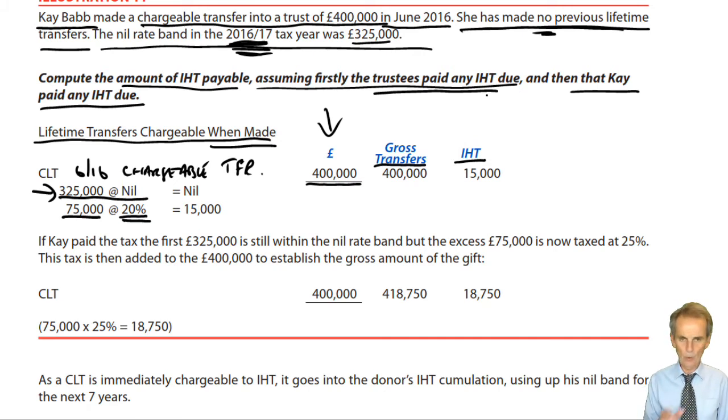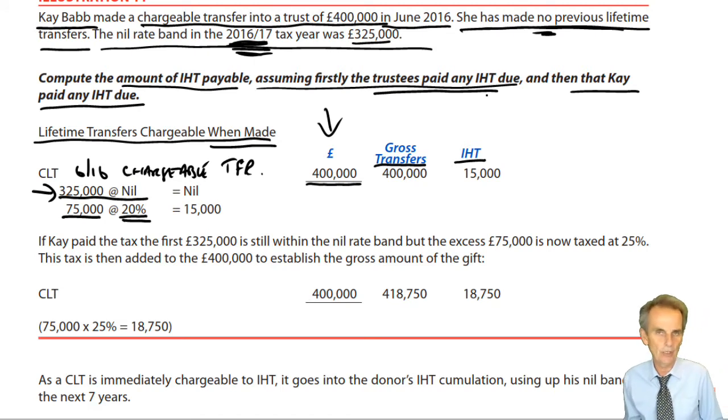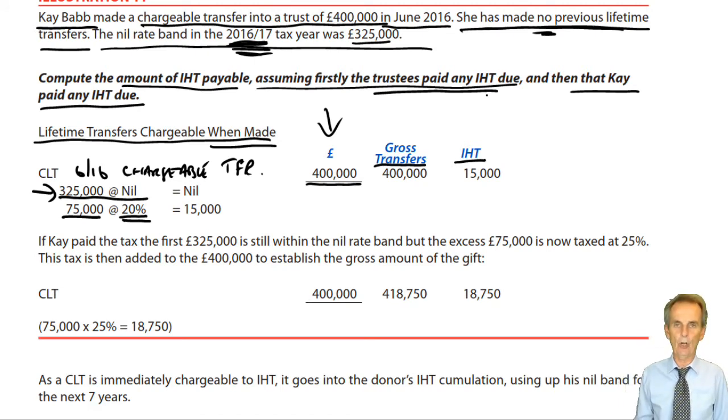So do as we've always done. We need, in dealing with any lifetime transfer, to know what happened in the previous 7 years. We've been doing that in relation to the date of death when taxing the lifetime transfers chargeable on death. What we're now looking at is lifetime transfers chargeable when made. So were there any CLTs, and we'd only be interested in CLTs, made in the 7 years before June 16? No, there were not. Therefore, we've got the full 325 then available nil rate band.